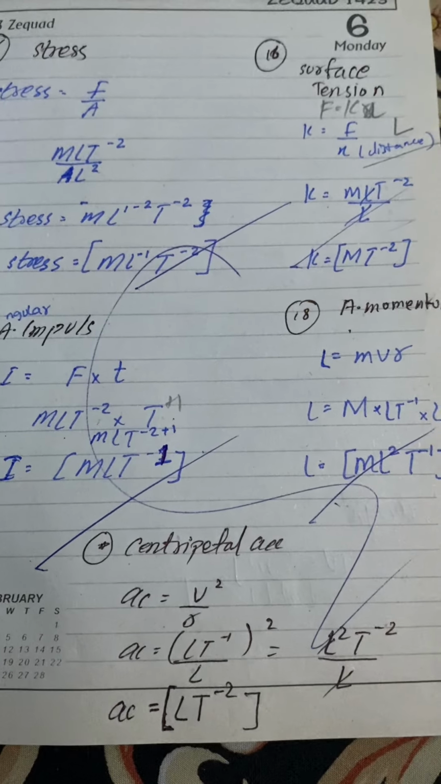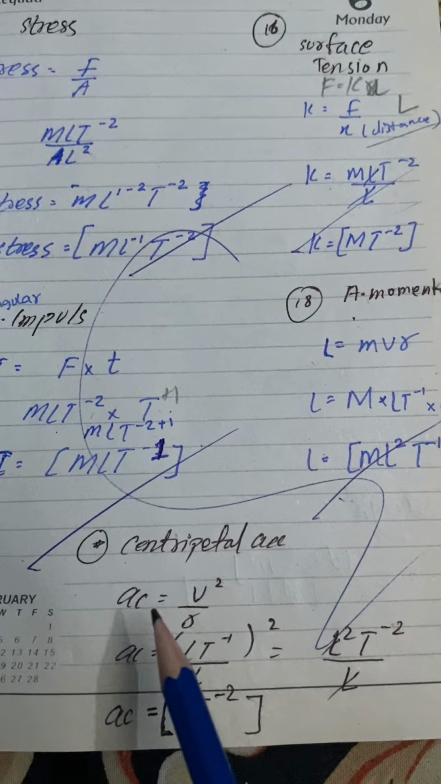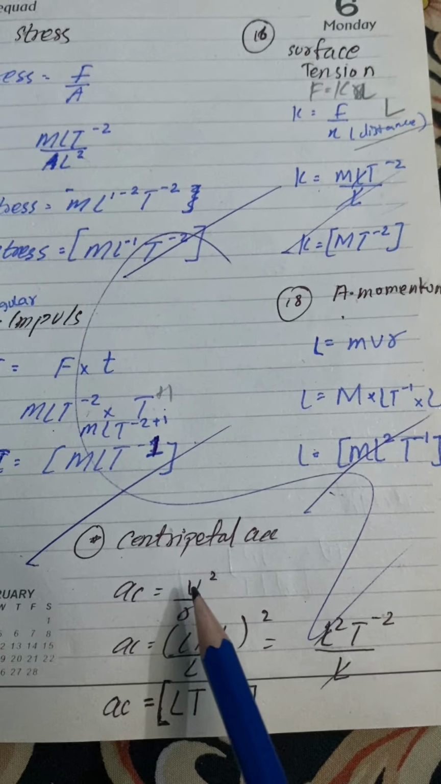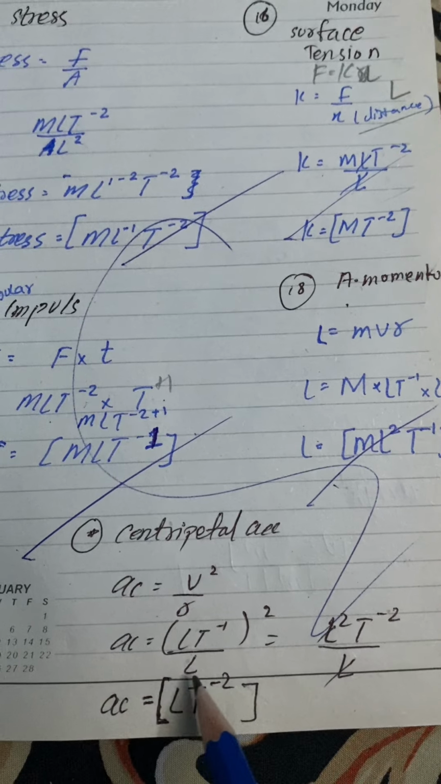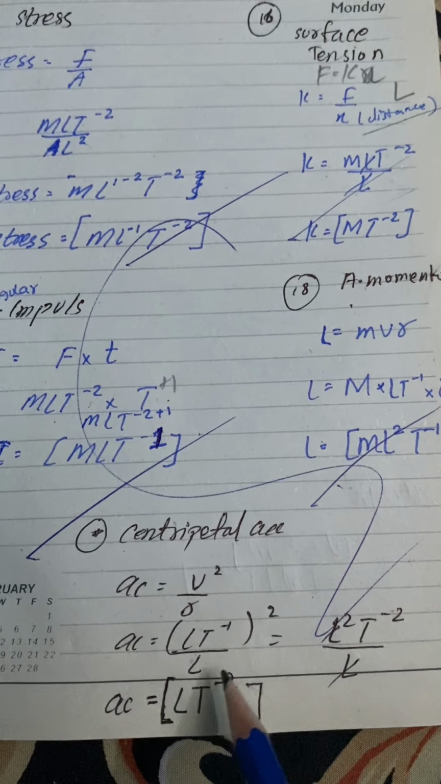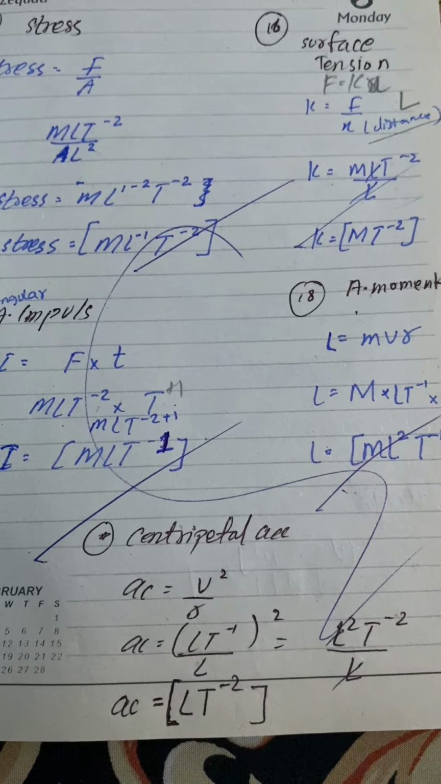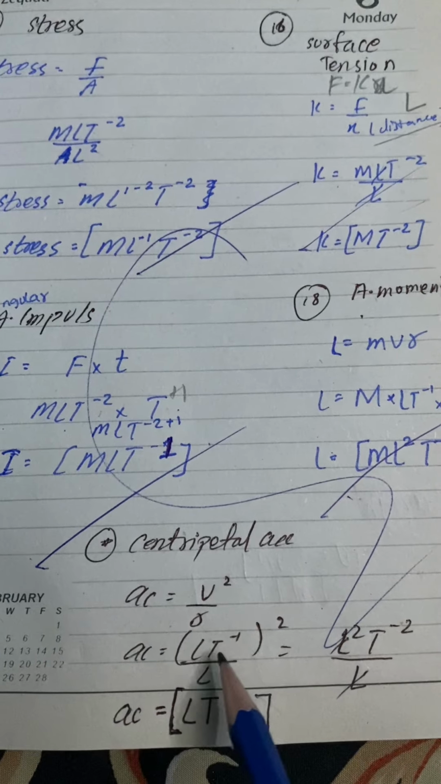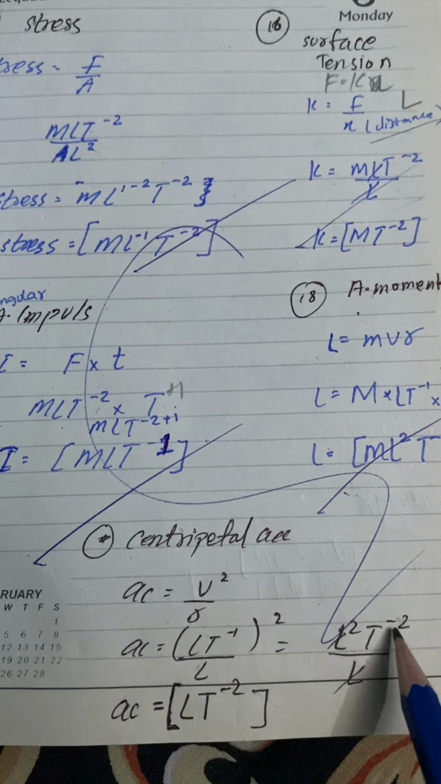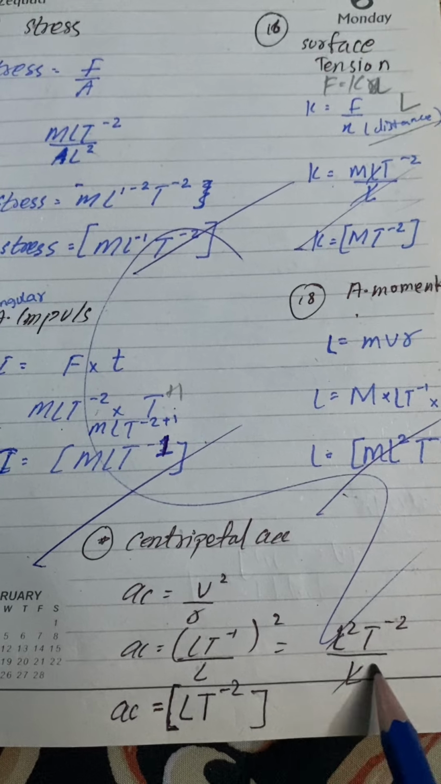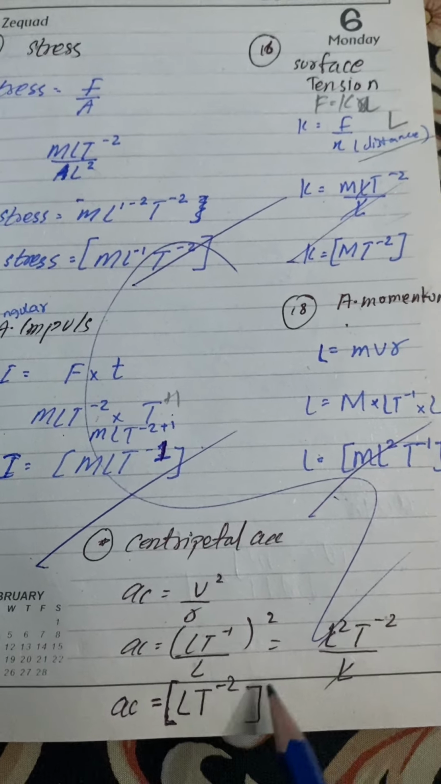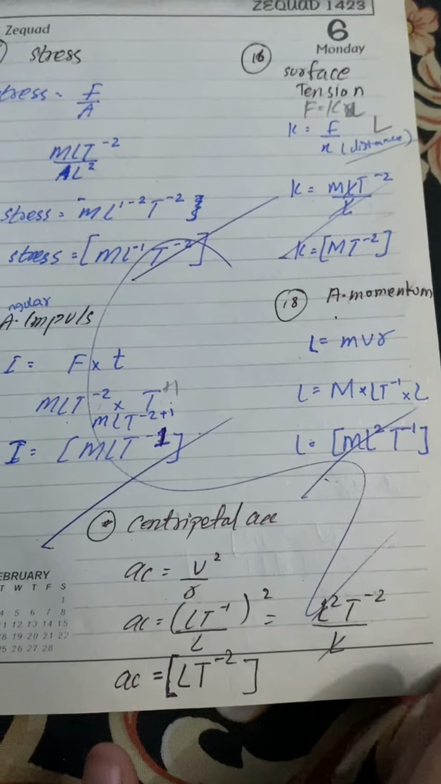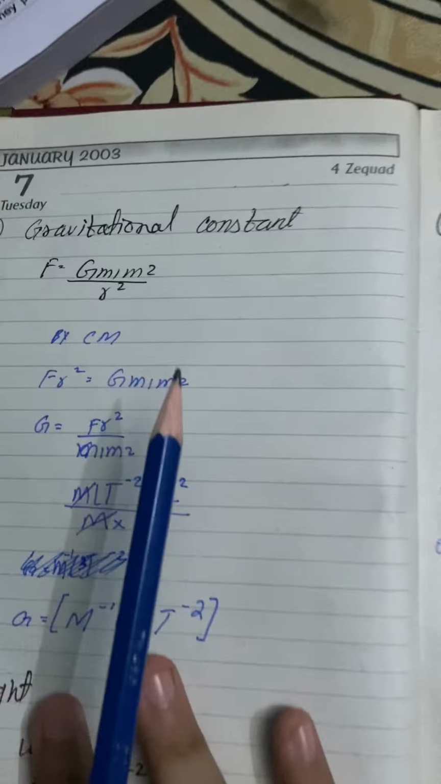And now centripetal acceleration. As we know that centripetal acceleration is equal to velocity square upon r. We know that velocity is LT⁻¹ square upon L. Radius is L because it's a length. So L²T⁻² upon L. 1 L cancels with 1 L, 1 L is remaining here also. So LT⁻² will be the dimension of centripetal acceleration.